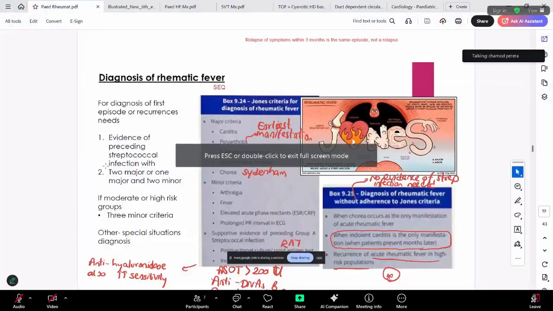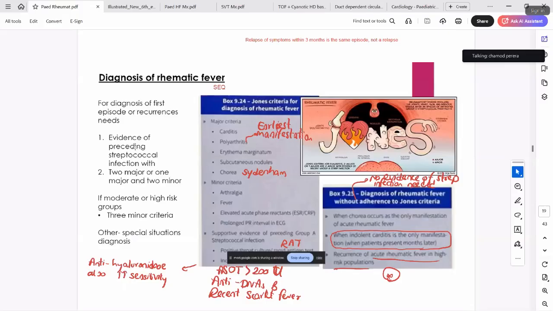But if someone presents with chorea, then they don't really need any evidence of preceding streptococcal infection. Also, chorea and the other rheumatic fever manifestations don't come together, because chorea occurs after a sort of latent period. If chorea and the other manifestations were to occur at the same time, it is more suggestive of SLE than rheumatic fever.